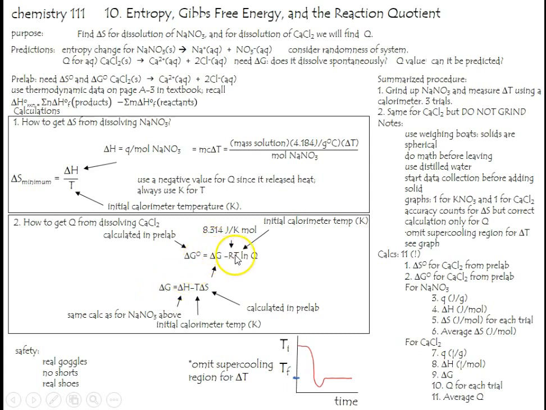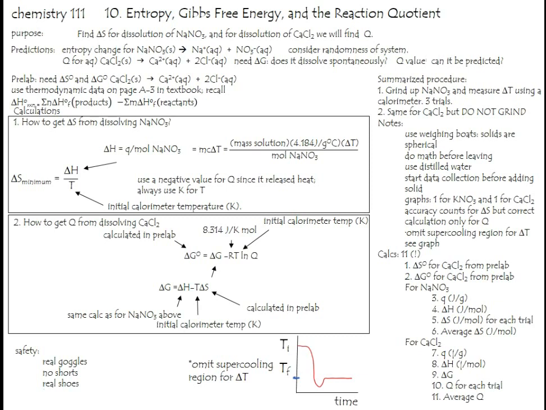Now you have everything, and you can calculate Q. Okay, that's the second calculation. So that's the two big calculations. Make sure you do them before you leave the lab this evening. The summarized procedure is shown here. Take some sodium nitrate, grind it up, measure the change in temperature when it dissolves using a calorimeter. This involves using Logger Pro. This involves getting 3 calculations.